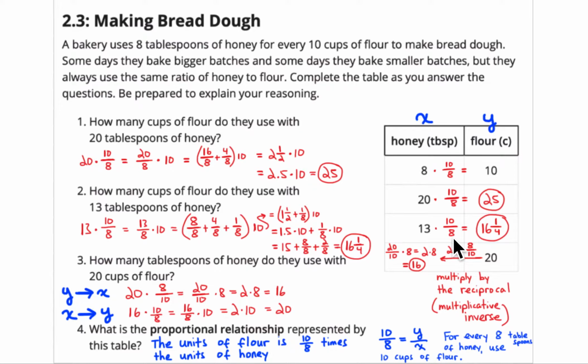If you multiply 20 times the reciprocal of 10/8, now you're going to go in the other direction. 20 times 10/8 is equal to 16. 20 times 10/8, that's the same as 20 divided by 10 times 8. See how that works out. And then if you go the other way, 16 times 10/8, which is the reciprocal, you're going to get back to 20. So one direction, 20 times 8/10 gets you to 16. 16 times 10/8 gets you to 20.